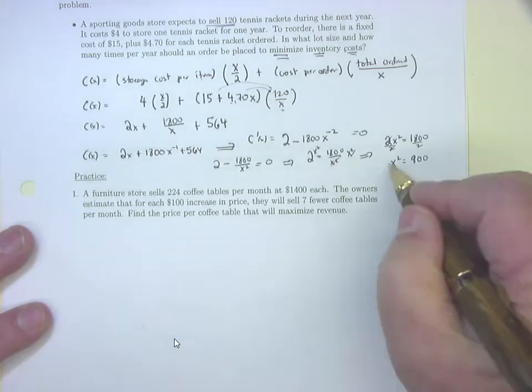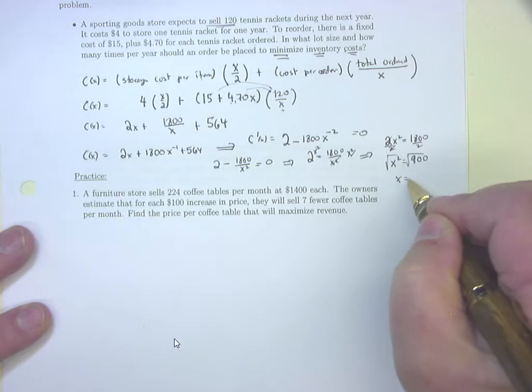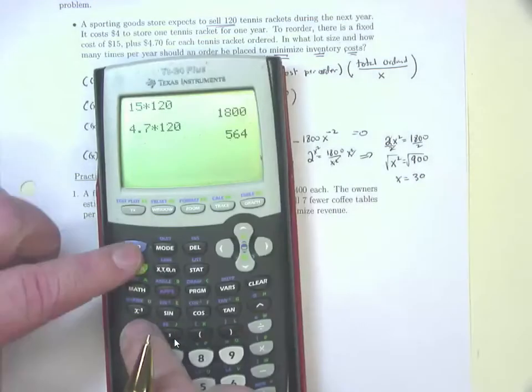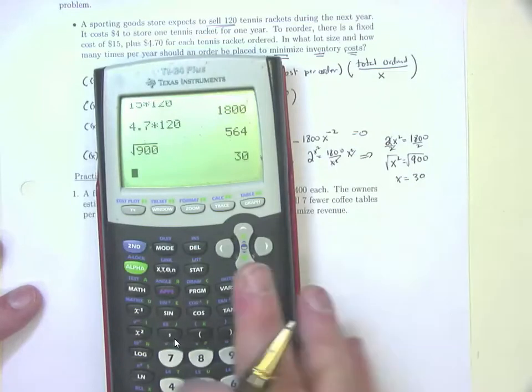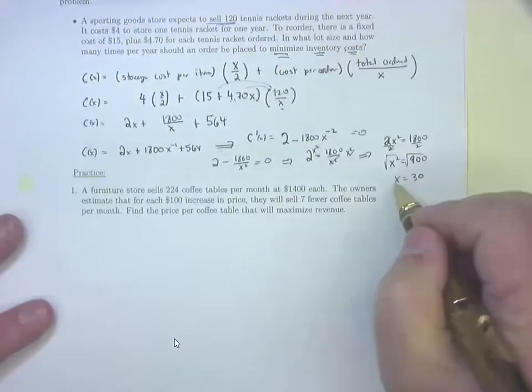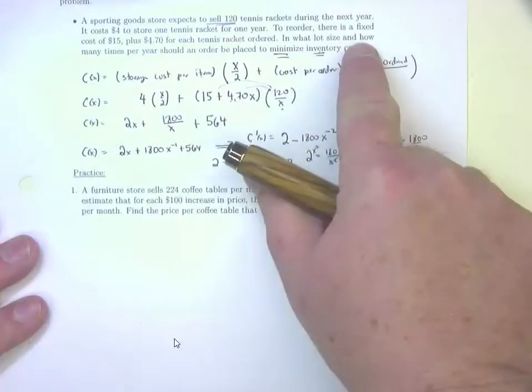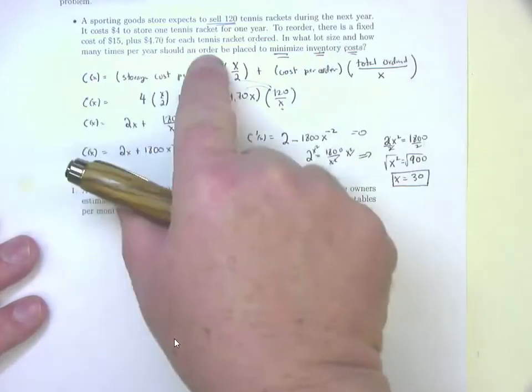Square root of both sides. What do you end up getting for x? 30. Just to double check, square root of 900 is 30. I got x equals 30. Does that make sense? But wait, what's the last thing you do to any word problem? Go back and answer the question. Yes, x equals 30, but what's the question here? The question is, quote, in what lot size and how many times per year should an order be placed?